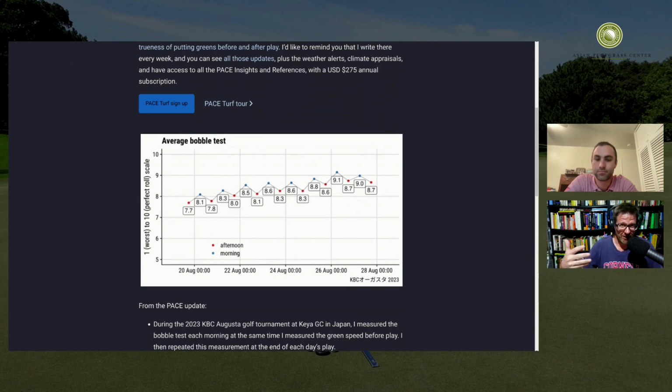So the bobble test you measure at the same time that you're taking a stimp meter reading, and I was doing the exact same 3 greens where I painted marks on three different locations on each green. So three points to measure per green, and 3 greens. So total is 9 stimp meter measurements. Each stimp meter measurement is 3 balls in one direction, 3 balls rolled in the other direction. Each one of those rolls gets a bobble test score. So then we get something that we can take an average of.